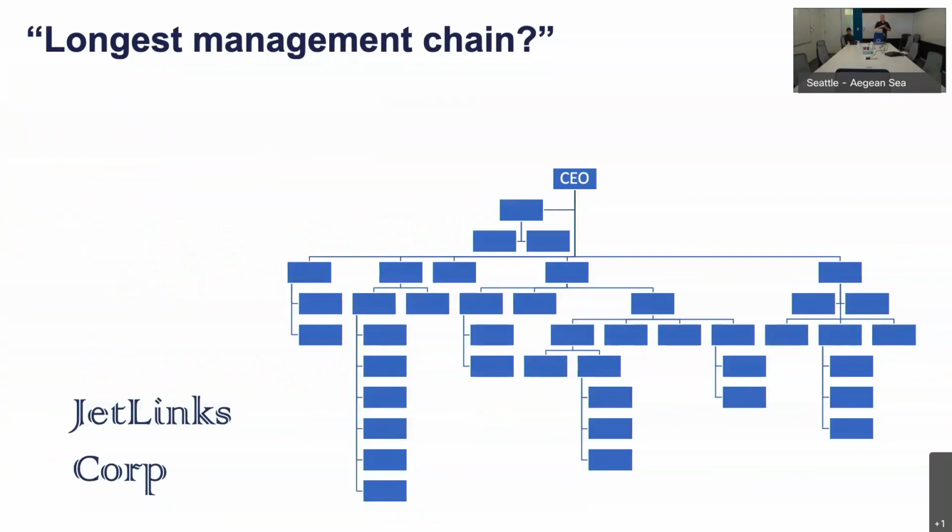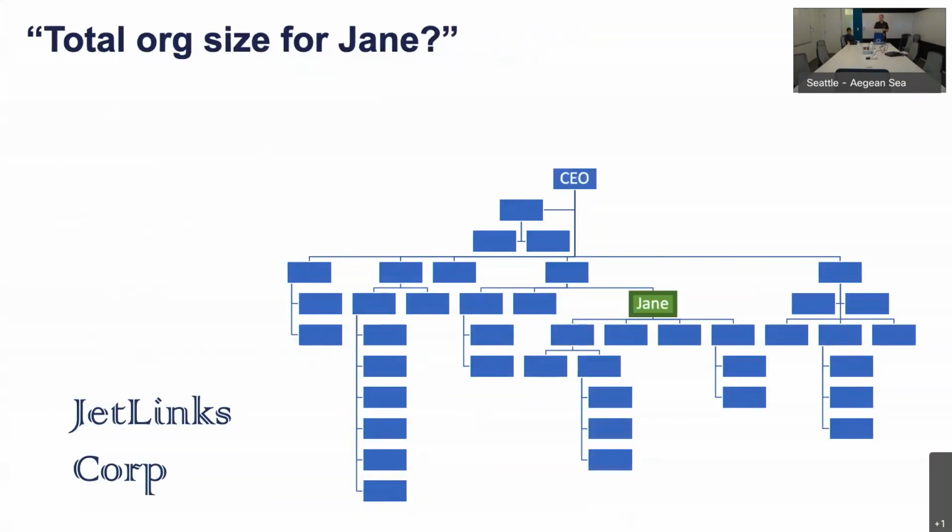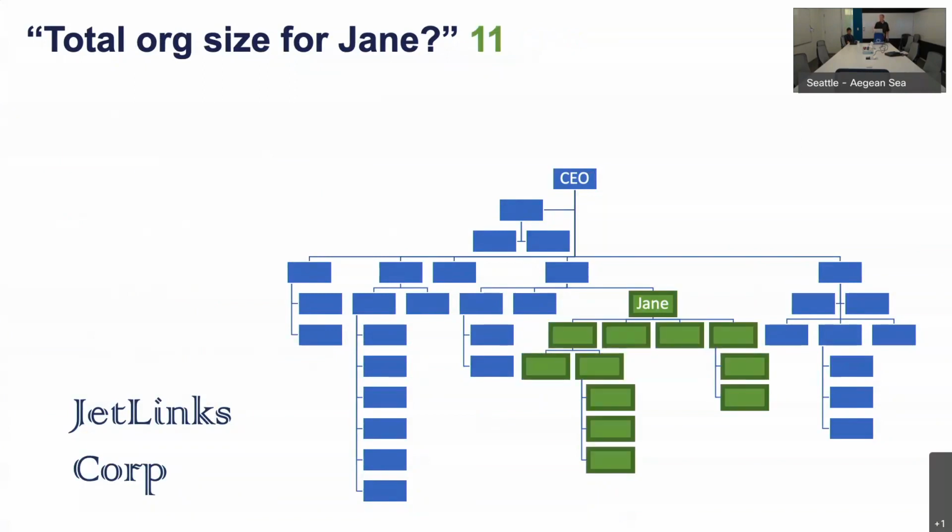For example, let's say that you had an org chart for a company and you wanted to understand whether it was a really shallow organization or very hierarchical, and so you might ask questions like, what's the longest management chain? Here it's 5 or less to go from the CEO to anybody in the org. Or maybe you want to know what's the total org size of Jane, all her direct reports and their reports and their reports and so on. In this case, it's 11.